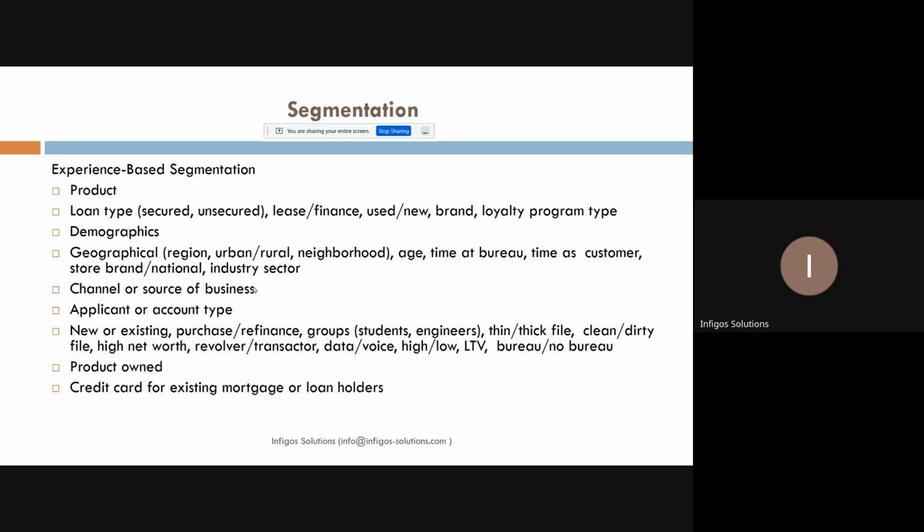So segment can be based on the product, it could be based on the loan type, secured, unsecured loan, lease finance, used or new, brand, depending upon demographics, geographic, channel, application or account type, new or existing. All sorts of ideas can come when it comes to segmentation.